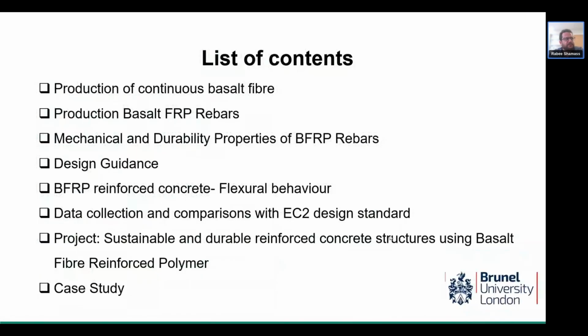Sorry. So what is my topic today? I have a list of contents here. My presentation will start with the production of continuous basalt fibers, the production of basalt fiber BFRP rebar, mechanical and durability property of BFRP rebars. I will go through some of the design guidance, flexural behavior of BFRP reinforced concrete, comparison between the collected data and Eurocode design standards. I will go through a couple of projects and a case study.